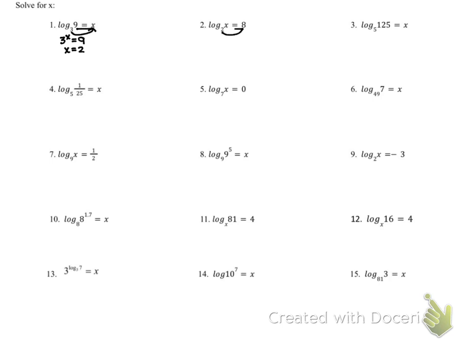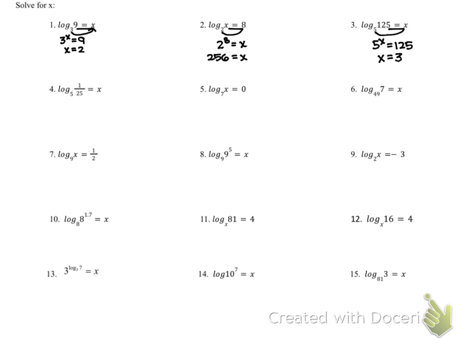Okay, the next one. Start at the 2, jump across, come back: 2 to the 8th is equal to x. Then we calculate 2 to the 8th. 2 to a power really isn't too terrible. 3s can get kind of nightmarish. This one's not bad though. This is 256. Okay, moving along. Start at the bottom, jump across, come back. So we have 5 to the x is equal to 125. Well, I know that 5 cubed is 125.